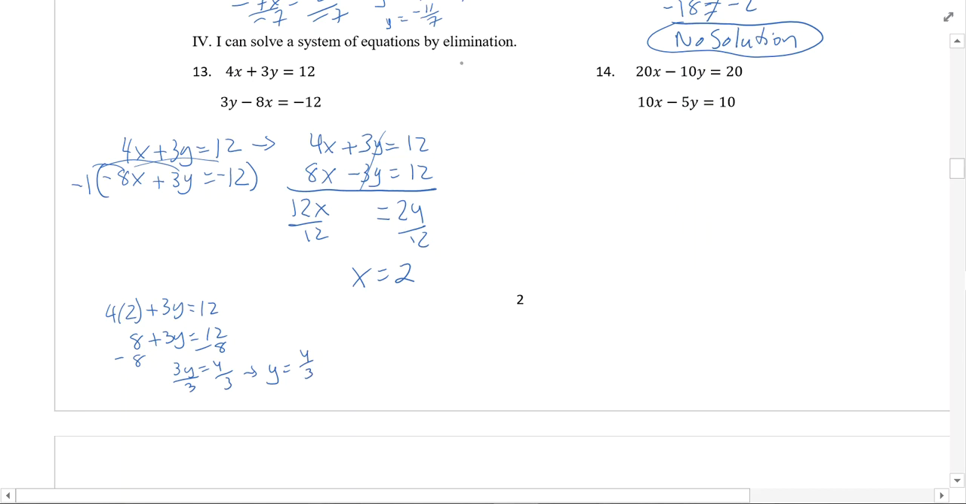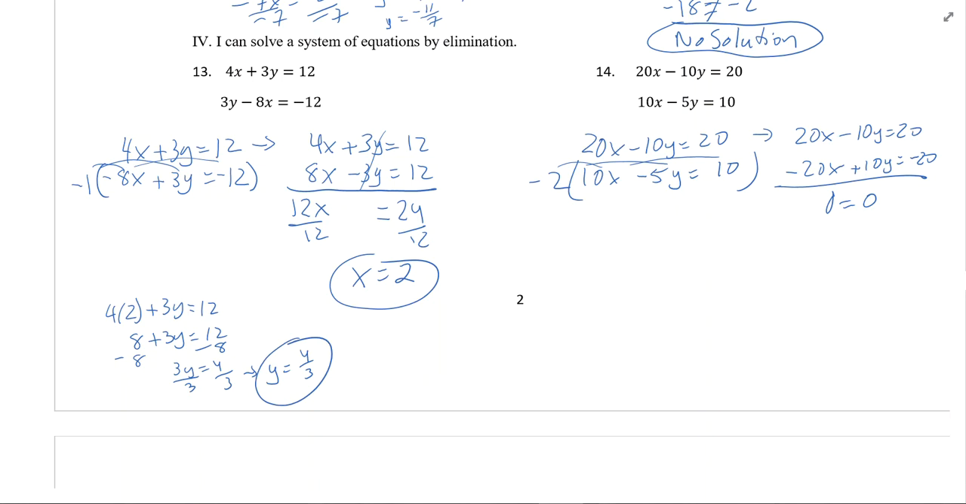But it doesn't say in the directions if they want mixed numbers or improper fractions. So since they didn't say, you can leave it as either. Let's go ahead and leave this one as improper. So I have x equals 2 and y equals 4/3. Okay, so now it's your turn. Pause the video and you try number 14.